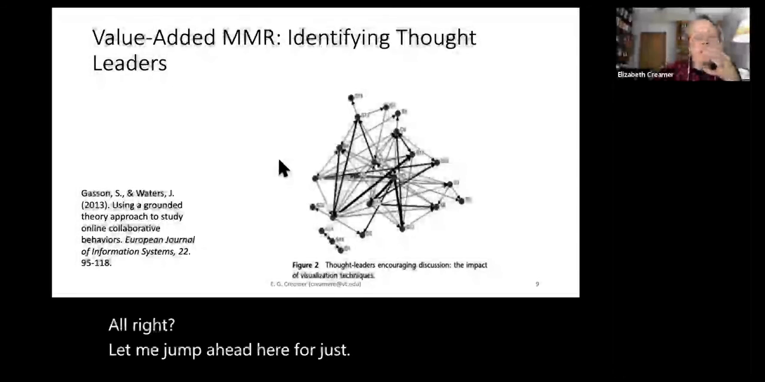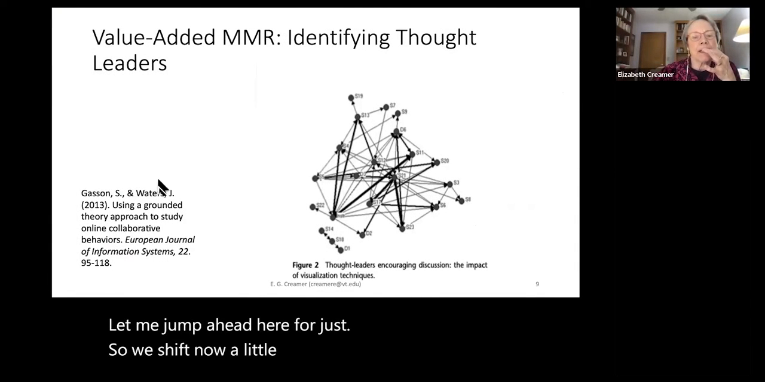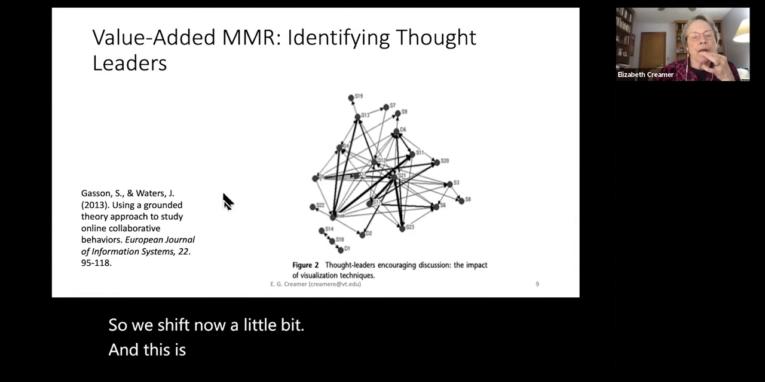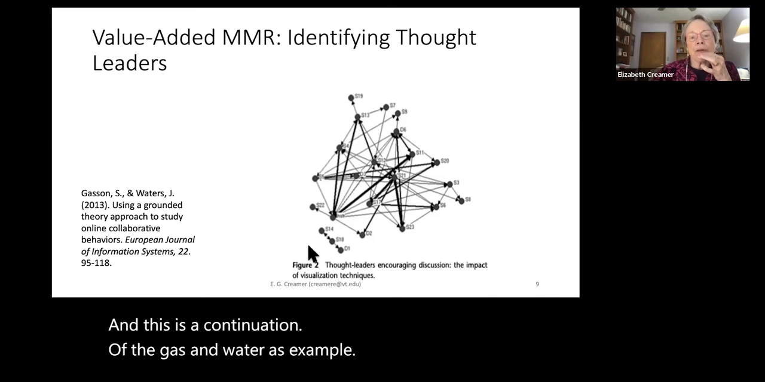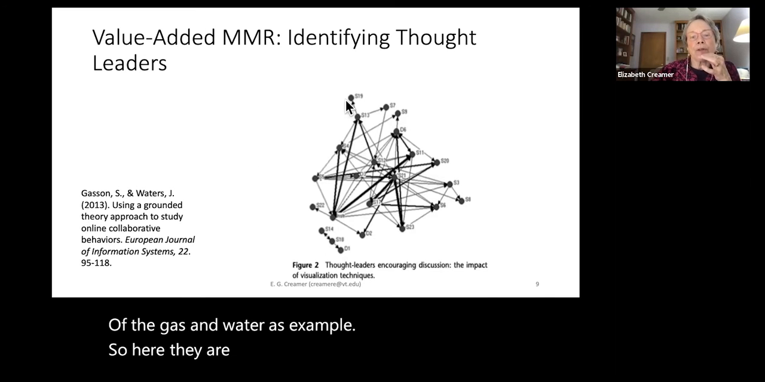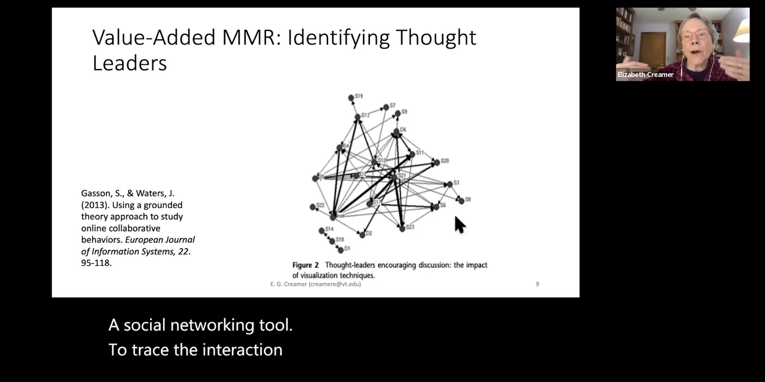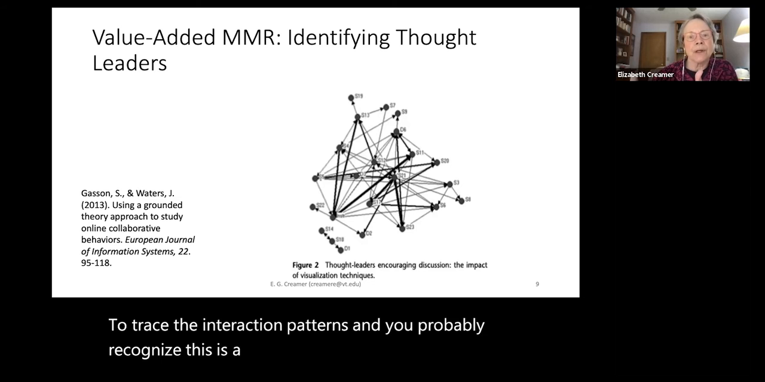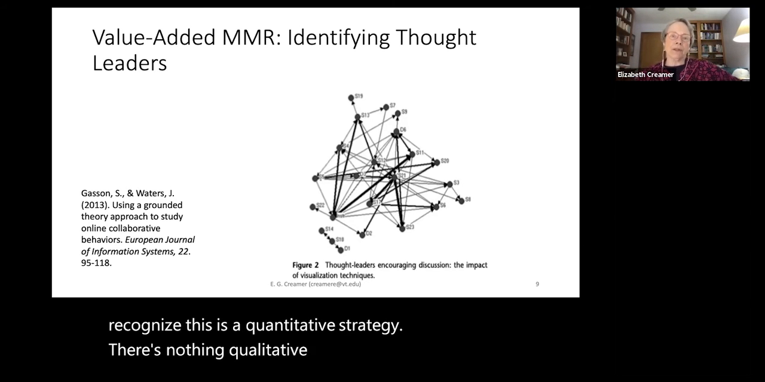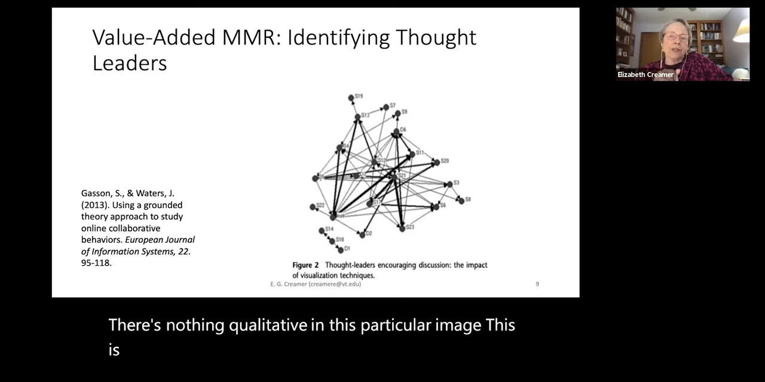We shift now a little bit, and this is a continuation of the Gasson and Waters example. Here they're using a networking tool, a social networking tool, to trace the interaction patterns. And you probably recognize this. This is a quantitative strategy. There's nothing qualitative in this particular image. This is a quantitative strategy.